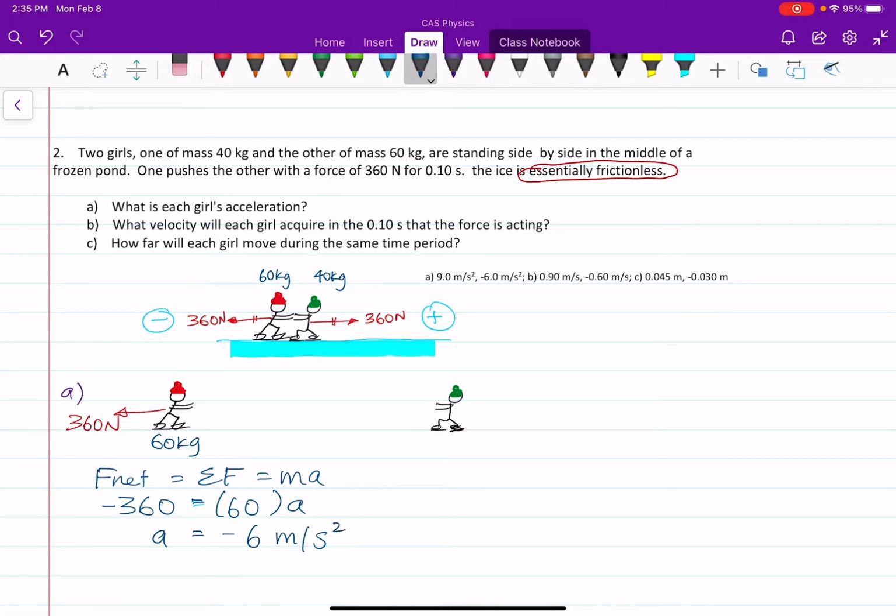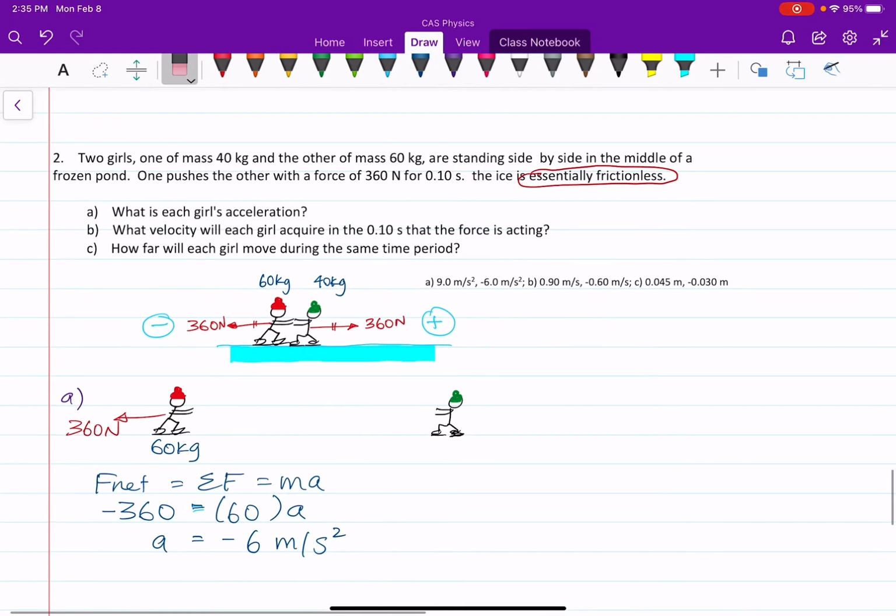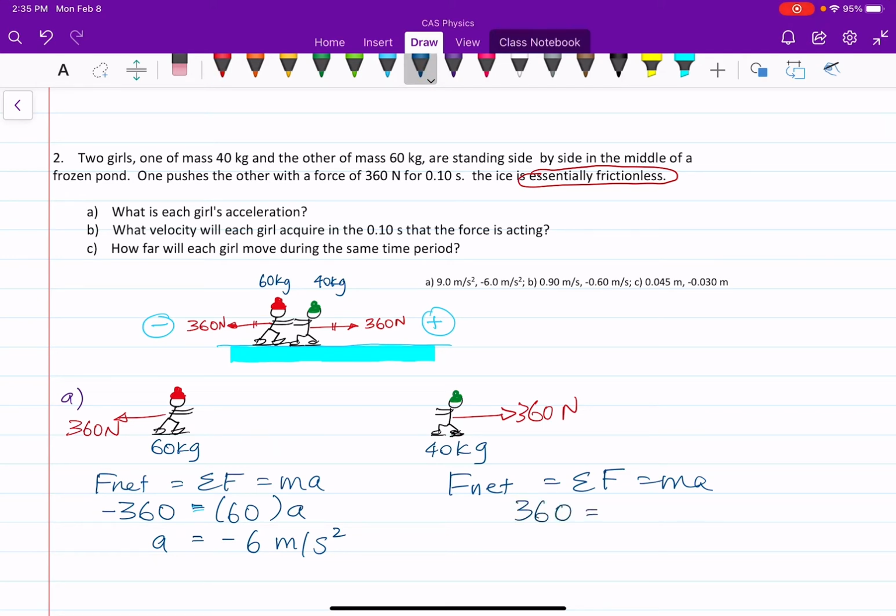And now, looking at the second girl, she has a mass of 40 kilograms. So it's the same physics. We have F net equals MA. And then in this case, the force acting on her is 360 newtons to the right. So we have the sum of the forces is 360 newtons, and that equals her mass, which is 40, times A. So now in this case, A equals 9 meters per second squared.